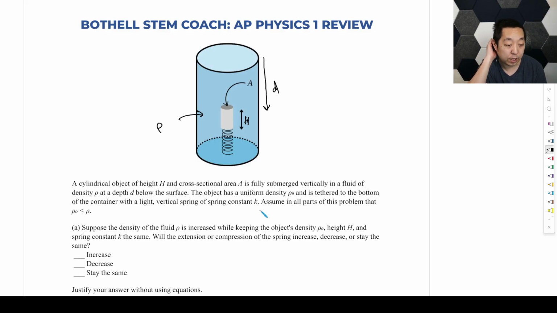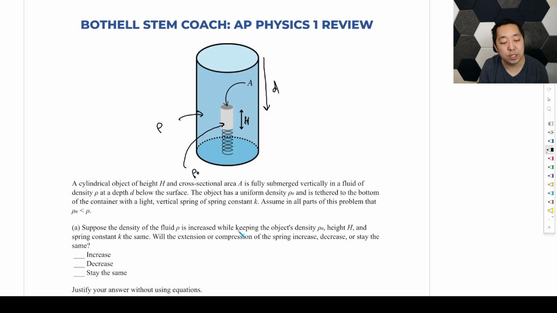Assume in all parts of the problem that rho 0 is less than rho. So this object has a density rho naught, and that density is less than the fluid's, right? So ultimately, because it's less dense, it is going to float. That's the way you want to think about it, because ultimately the mass of this thing is going to be less than the mass of the water in that same spot. So the buoyant force is going to be greater. But we'll do the math to show you that.